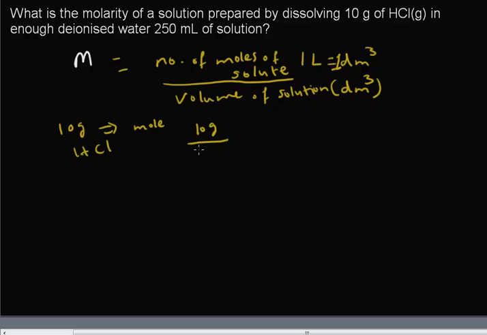That's about 36.51 grams per mole, which would be about 0.27 mole. So that is the number of moles of our solute HCl, which is our n, and we need to calculate the volume of the solution.